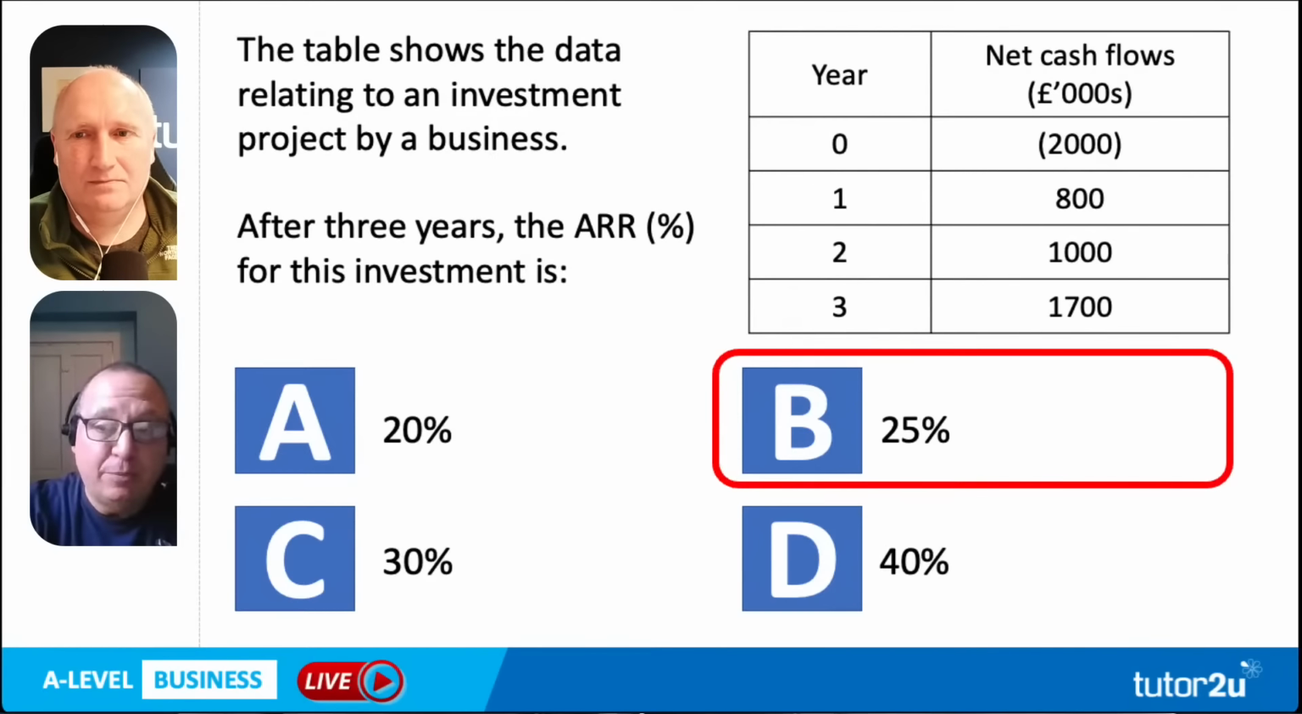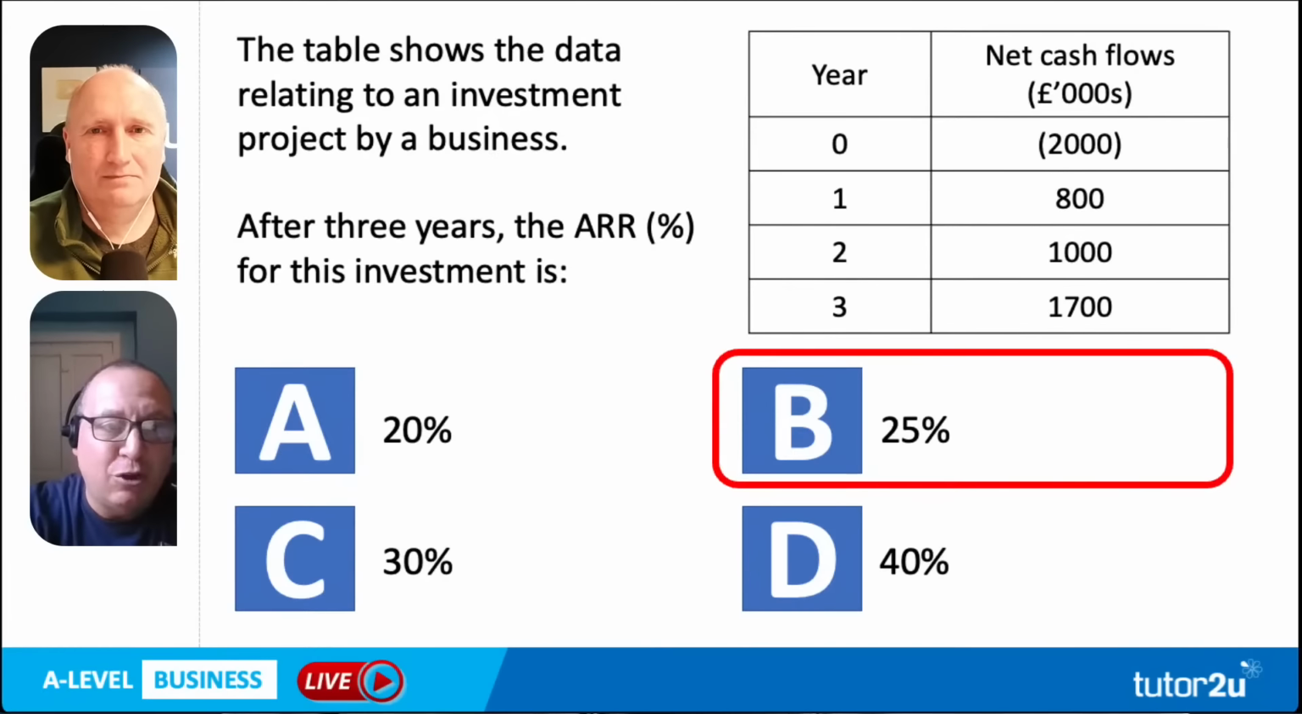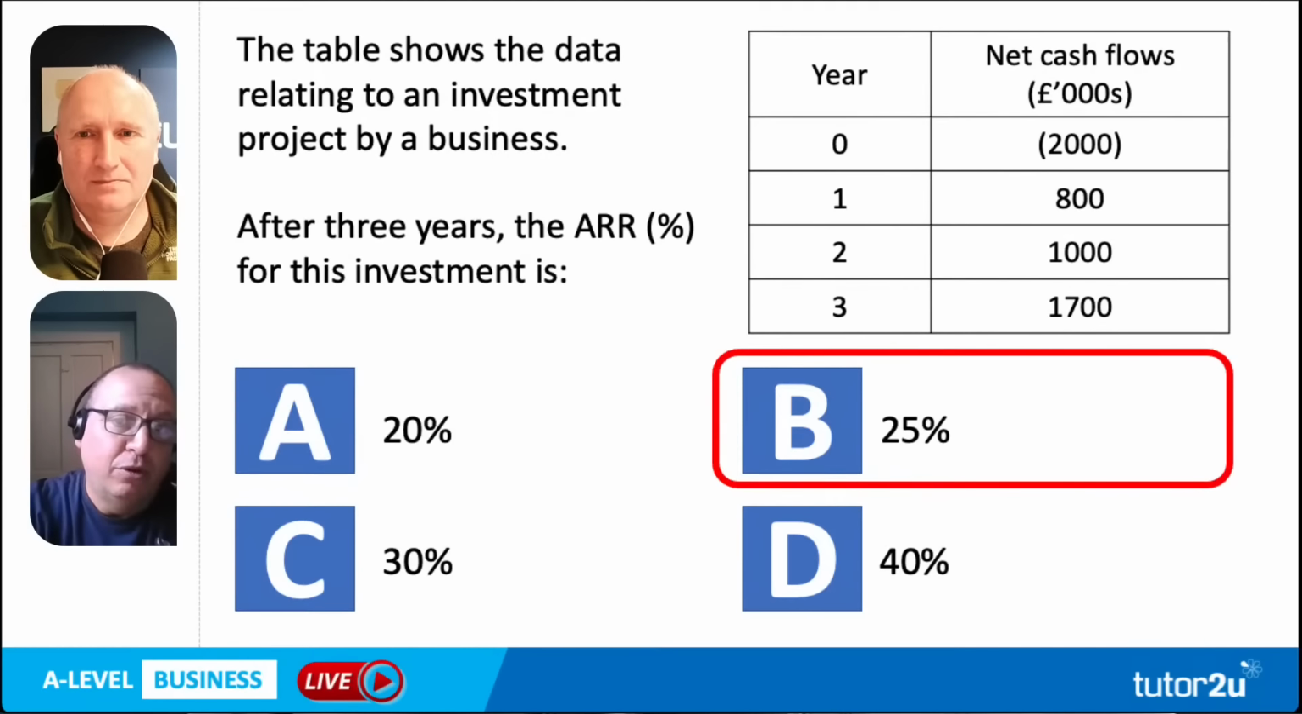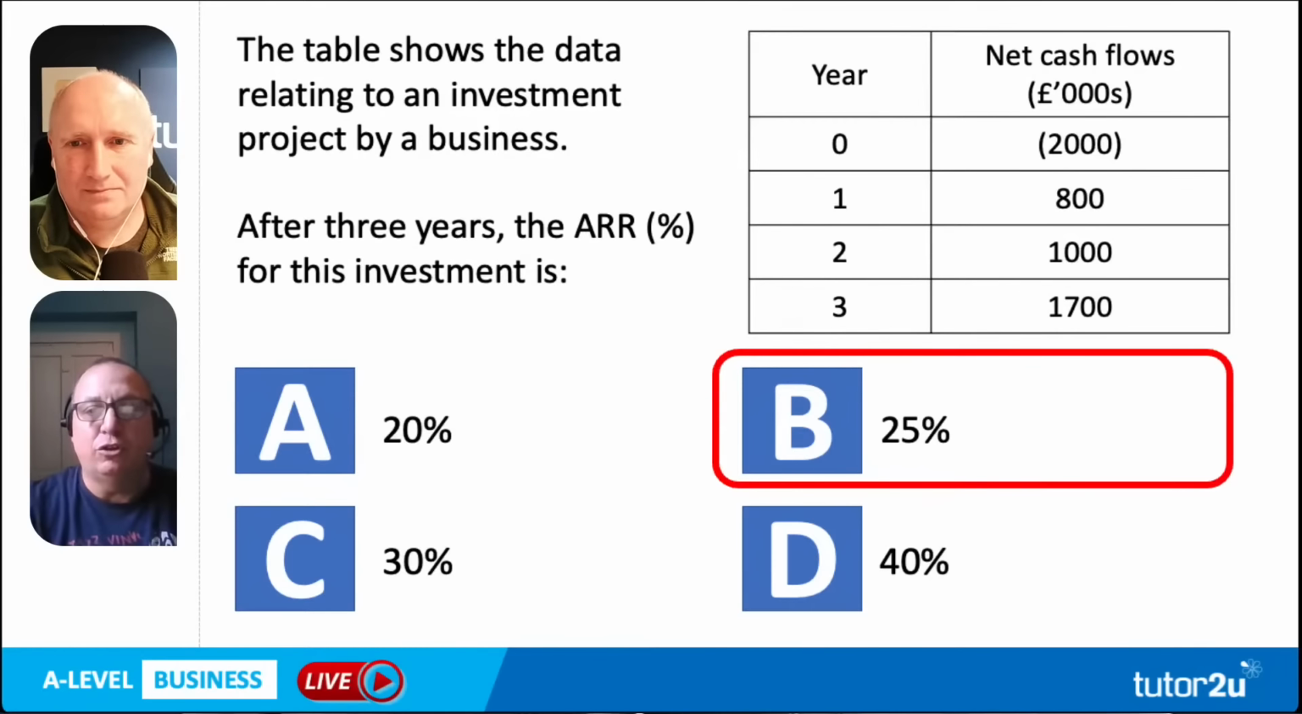Now, in my experience, and our experience, a lot of students do forget to deduct the cost of the investment. So what I always say to students is start off with the cost of the investment as a minus figure in your calculator, then add on the net cash flows. And by the end of it, as if by magic, you've already deducted the cost of the investment. So put 2,000 in as a minus, then add on the 800, 1,000, 1,700, then you automatically will have deducted the cost of the investment before you go on to work out the average, and then the average rate of return.